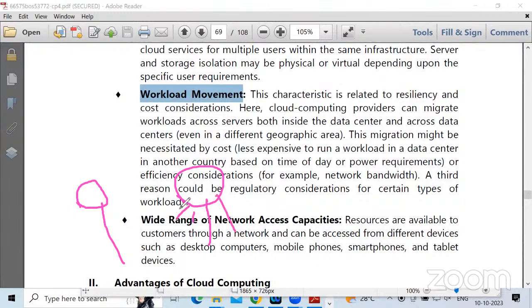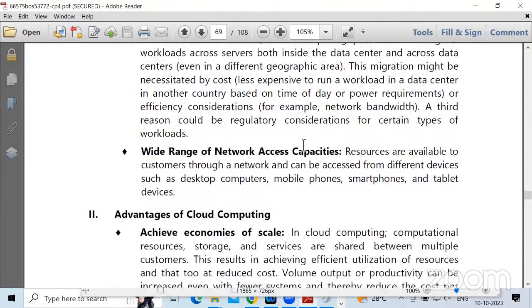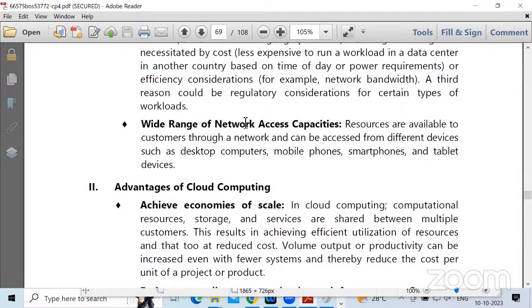So there is so much traffic accessing this router. In this scenario, you just divert the traffic to this one also. This is called load balancing, diverting the load to the neighboring computers. Next, wide range of network access capabilities.